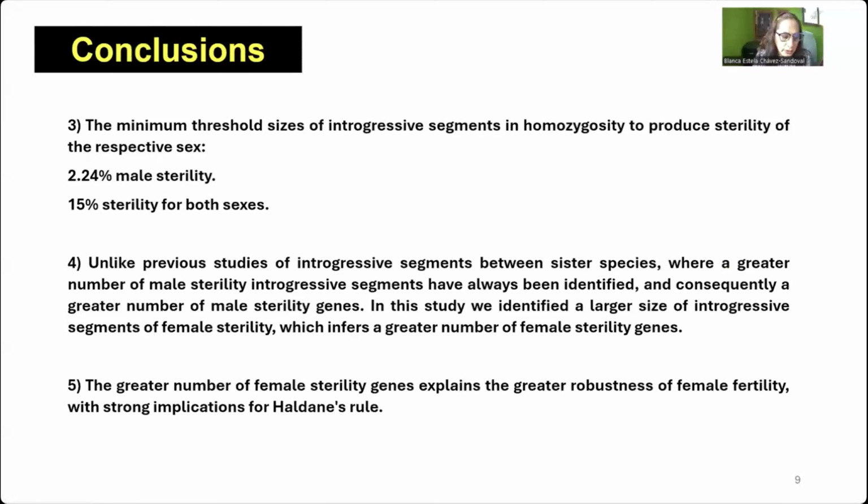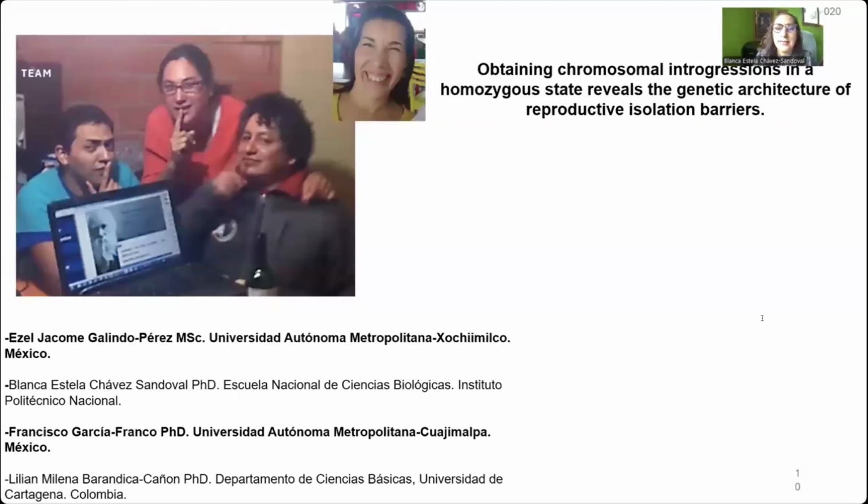3. The minimum threshold size of introgressive segments in homozygosity to produce sterility of the respective sex is here for male and for both sexes. 4. The minimum threshold size of introgressive segments in homozygosity to produce sterility of respective sex is 224 or 50%. 5. The great number of female sterility genes explain the great robustness of the female fertility with strong implications for Haldane's rule.